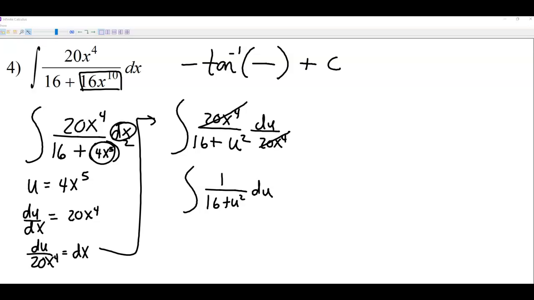arctangent problem. So what we do is take the square root of this number. That gives us the denominator, both outside and inside. We take the square root of this number, and that gives us this number here. The top will just be a 1 in this case. And, of course, we want to go one more step now and replace the u with what u is equal to. U is equal to 4x to the 5th.